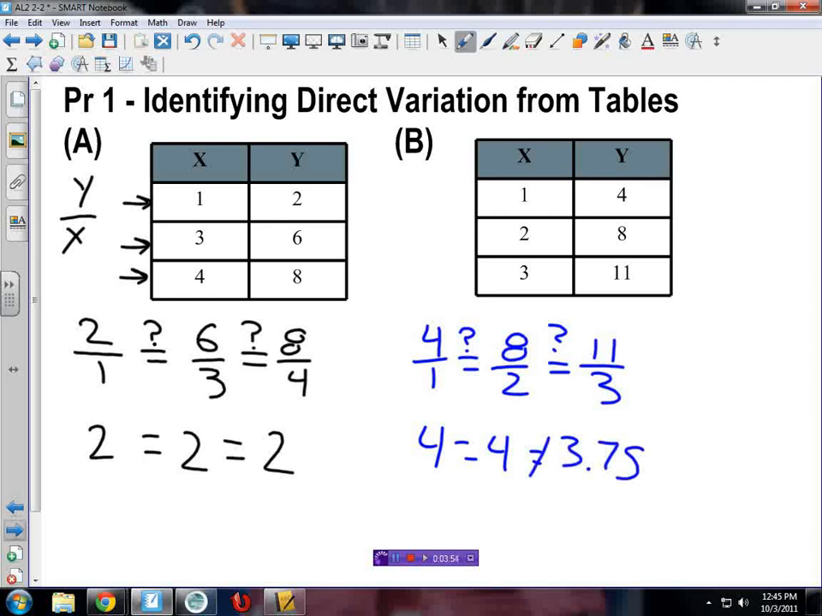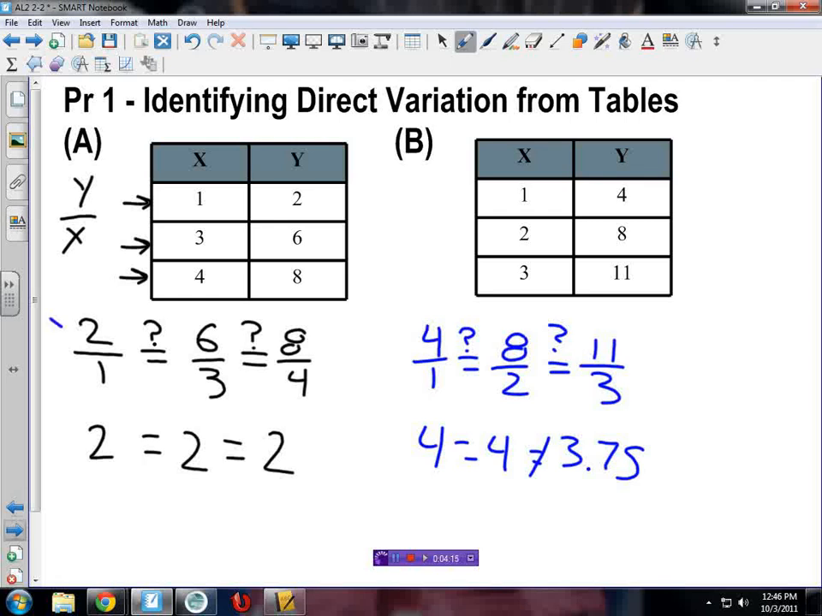I don't care if you have 2 that are the same and then one that's not, or if you have 99 that are the same and then one that's not. As long as you have one that's not, it's not direct variation. Any questions about these ones here? Okay.